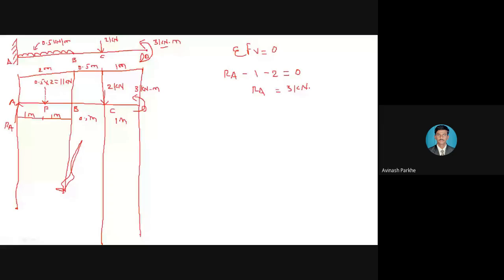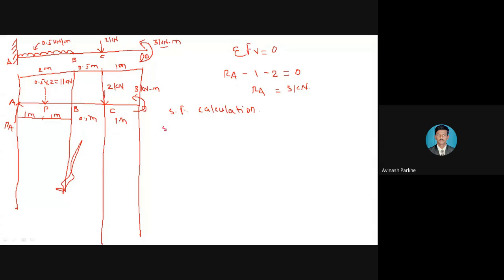Okay, so this is the reaction calculation. There is only one reaction in case of a cantilever beam. So no need to take summation of MA is equal to 0, summation of MB is equal to 0, summation of MD is equal to 0. Directly in one step only, you will get the reaction. Now start the SF calculation. Start from the left side, because for the SF calculation, no problem, we can start from the left side.